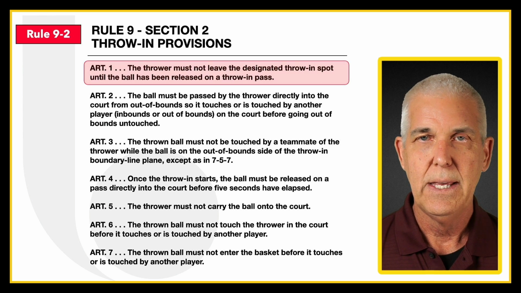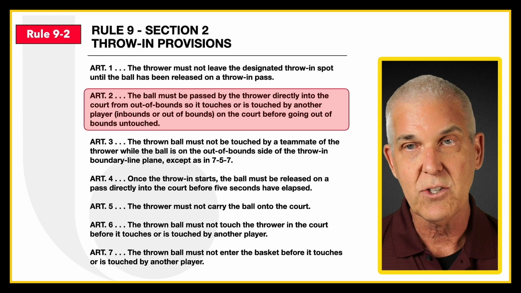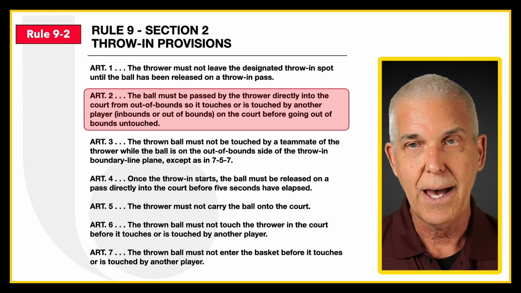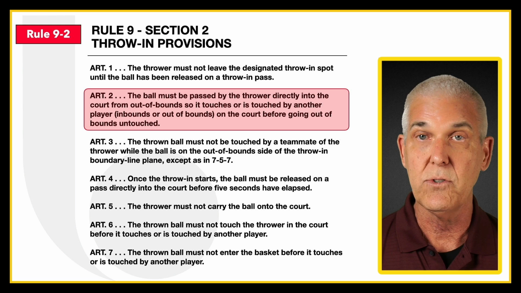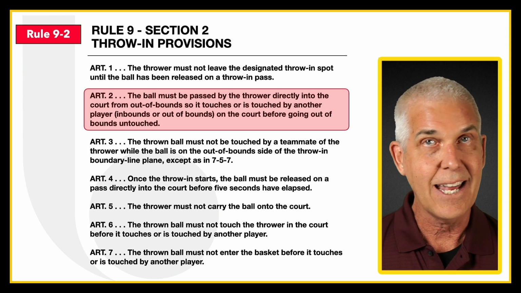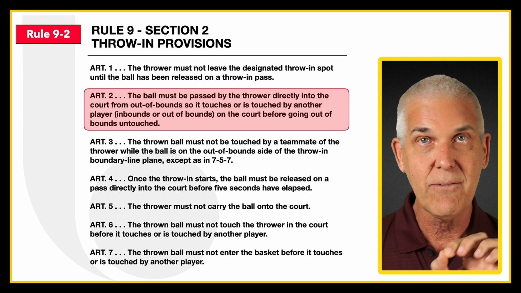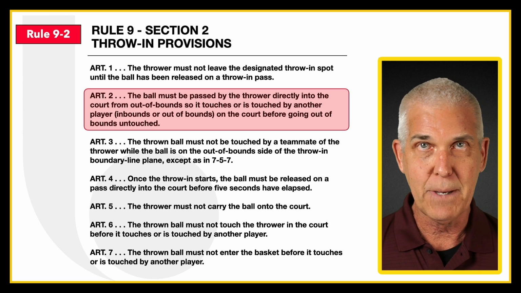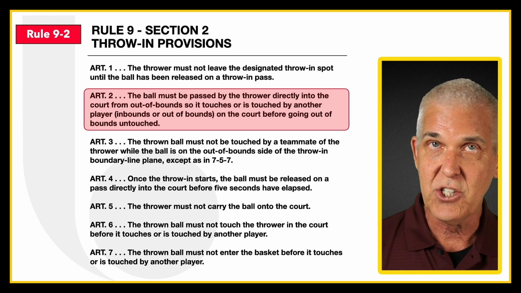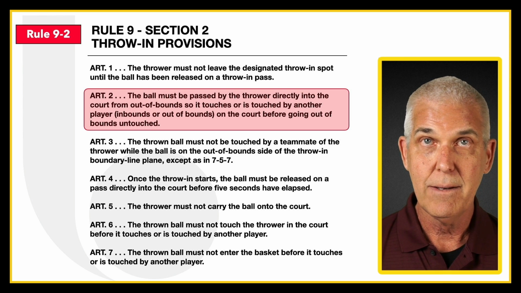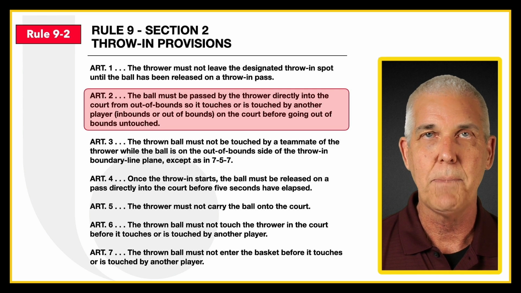Simple, straightforward. Article 2, the ball must be passed by the thrower directly onto the court from out of bounds so it touches or is touched by another player in bounds or out of bounds on the court before going out of bounds. So if the ball is passed and it fails to touch a player and goes out of bounds, that is a throw-in violation by rule. Important to know that because the ball went out of bounds way over there, a throw-in violation means that the resulting throw-in, since it occurred as the result of a violation, will be at the original throw-in spot.